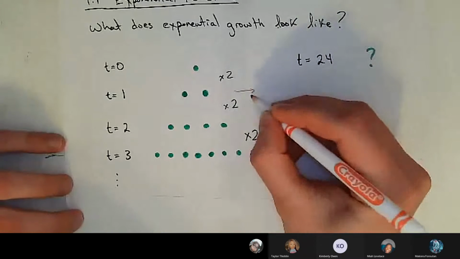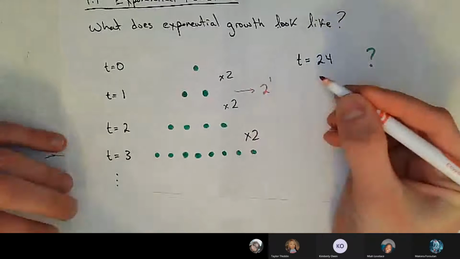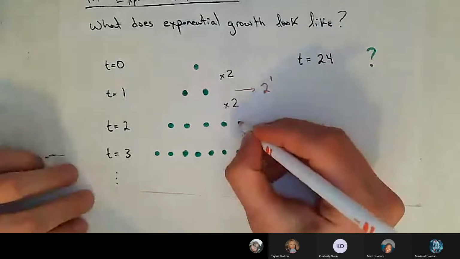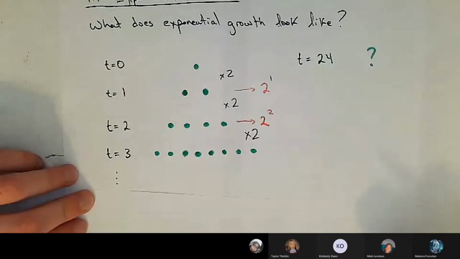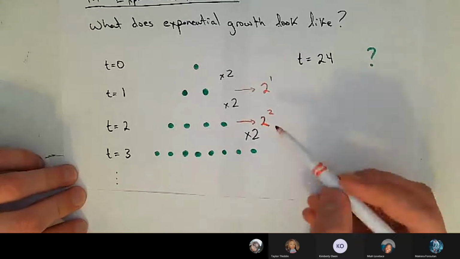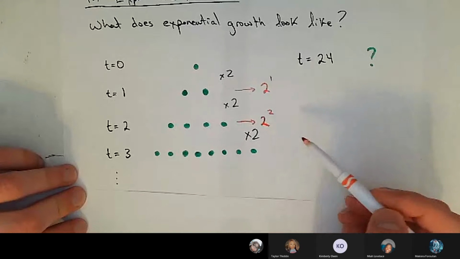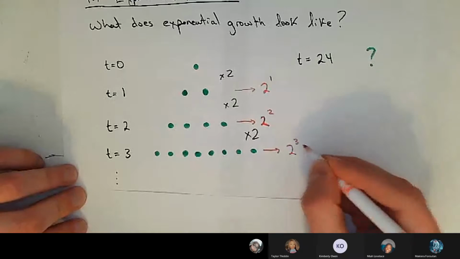Well, I could say that this first slot for t equals 1 is the same as 2 to the first power, right? 2 times itself, or just 2 times itself one time, right? And then when I double that, I get 2 squared, right? So each time I multiply by 2, that means I'm increasing the exponent by 1, right? So I'm doubling each time. I'm multiplying on another 2. So that means in this case here for t equals 3, I'm at 2 cubed.